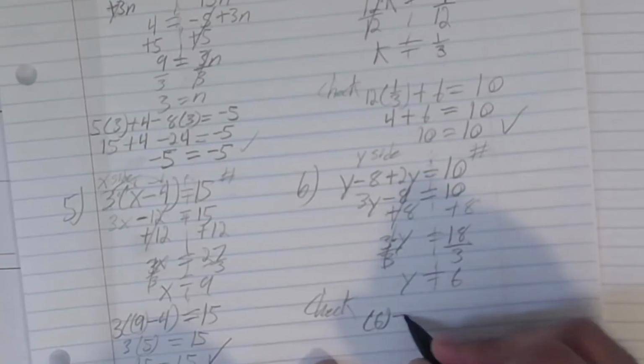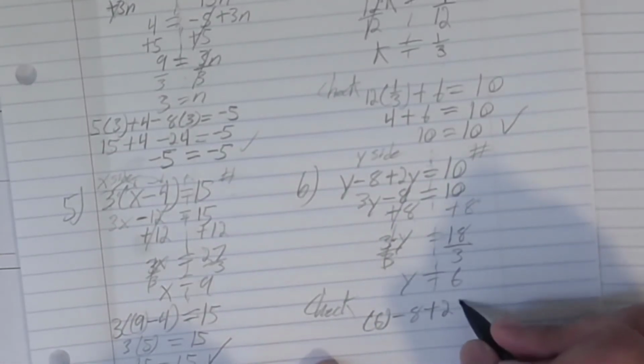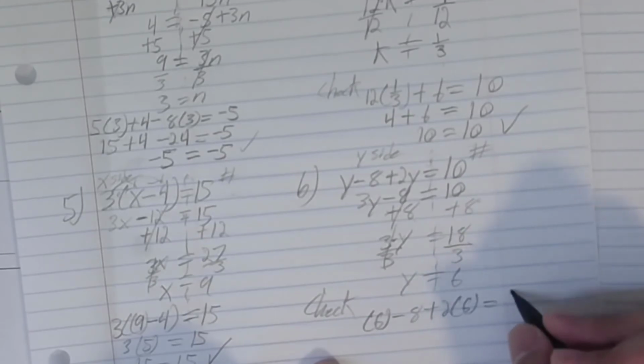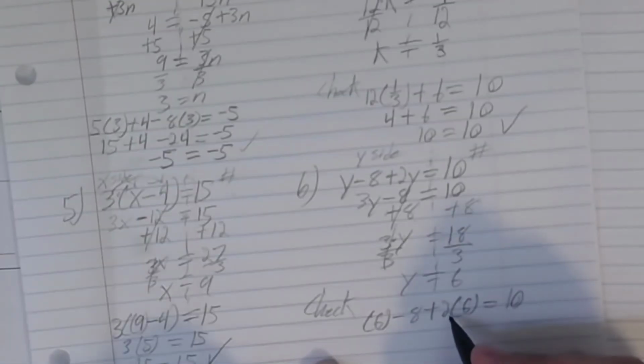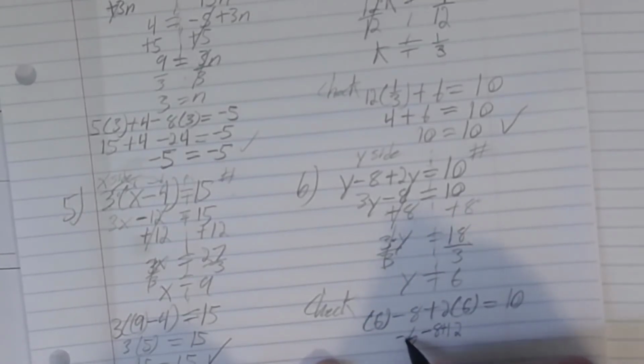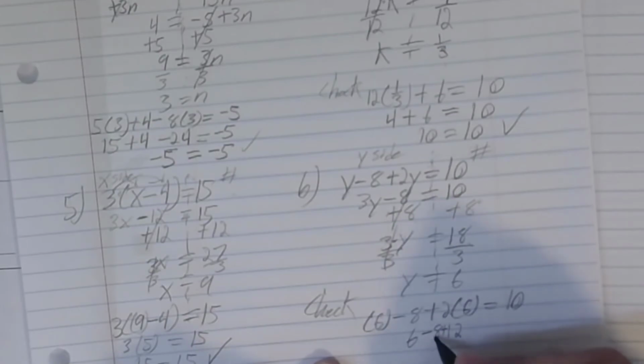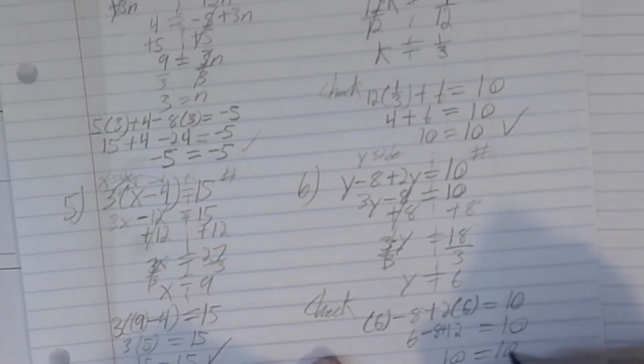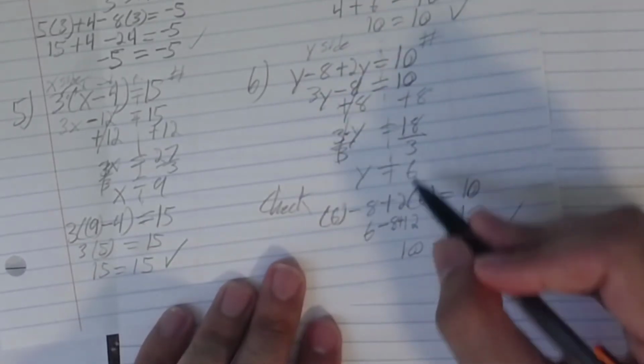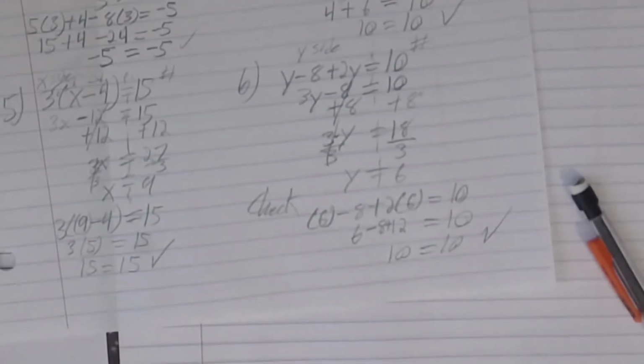Now, we got to check. So we have y, which is 6, minus 8 plus 2y, but y is 6, equals 10. So we got 2 times 6 is 12. Okay, so we got 6 minus 8. That is a negative 2 plus 12. That becomes a 10. So 10 equals 10. That is true. So y is equal to 6.